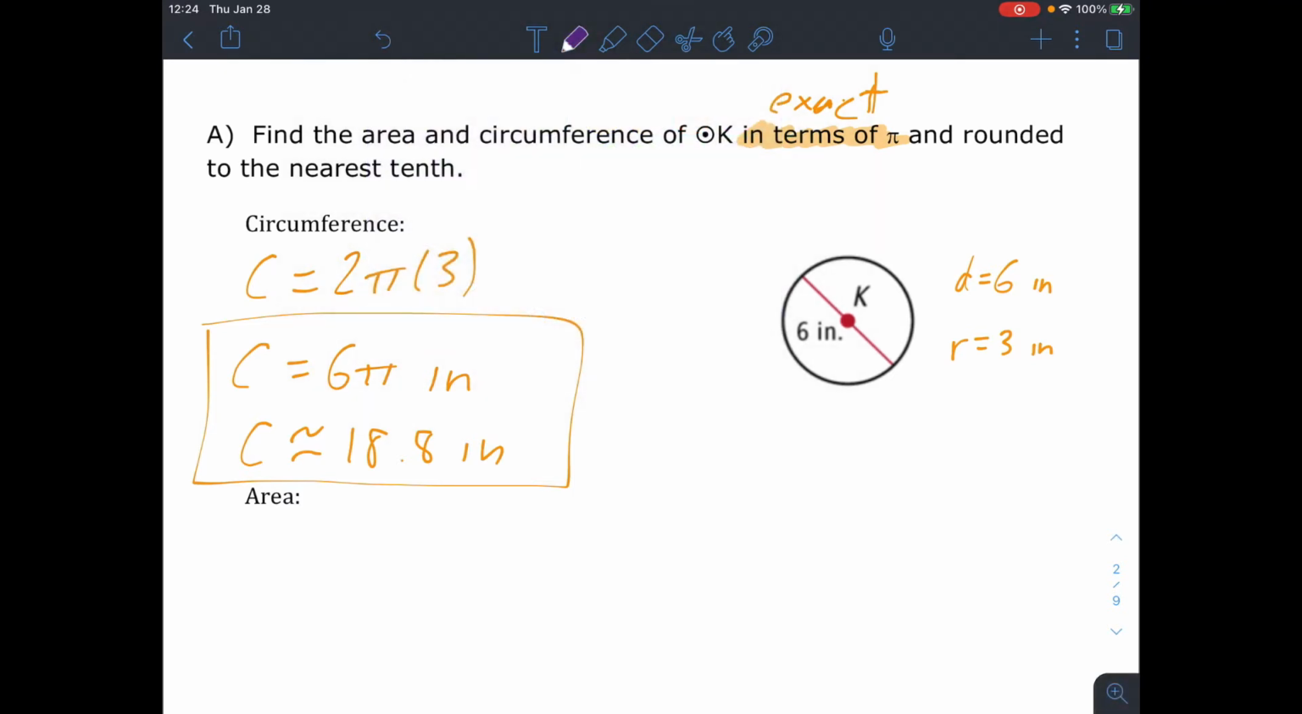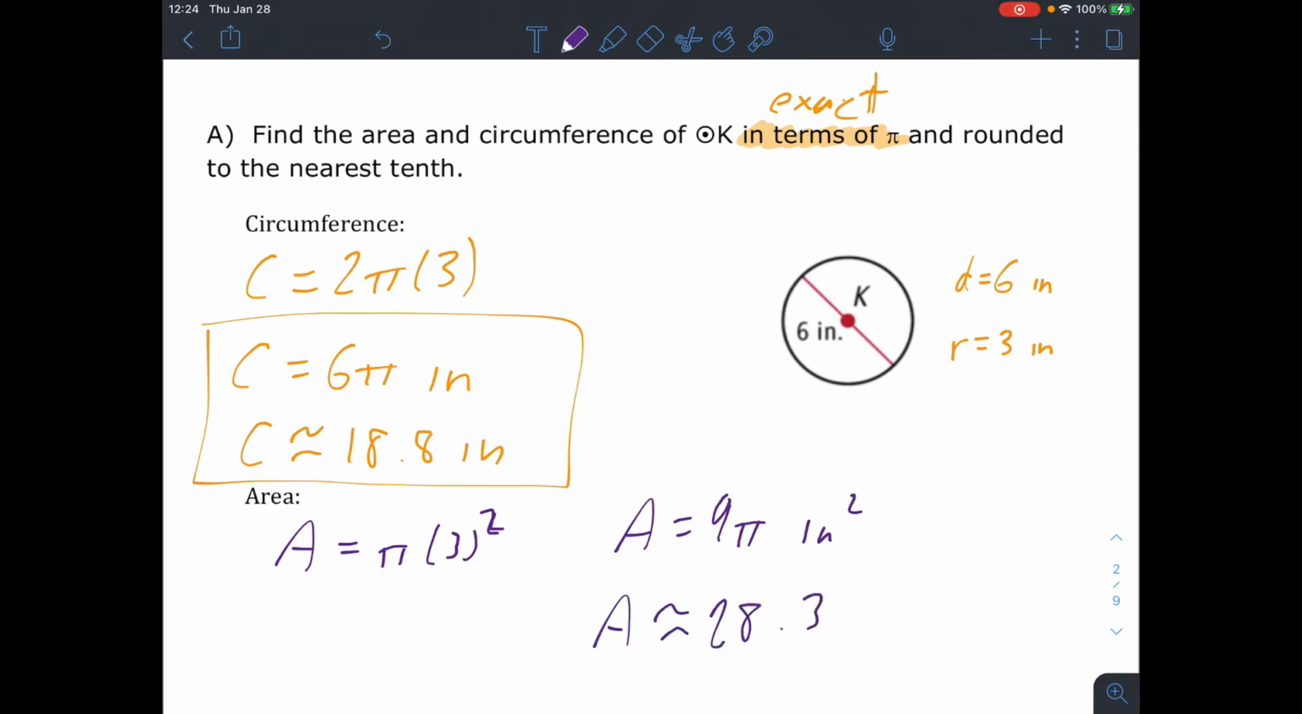And then for area, we know our area formula is pi r squared. 3 squared is 9, so our area is 9 pi. Units would be square inches because area is a 2-dimensional unit. And if we want to round that to the nearest tenth, we can type that into our calculator, and that would give us an area of approximately 28.3 square inches.